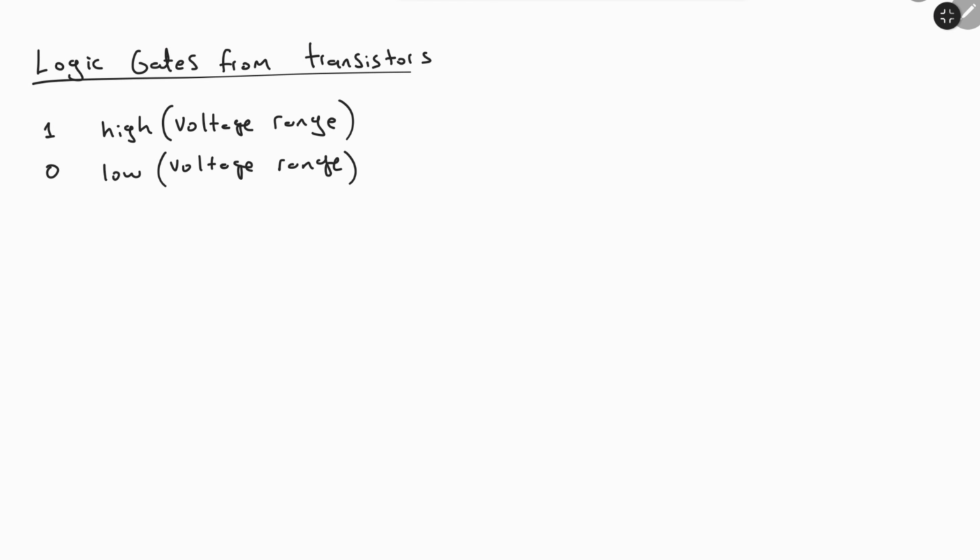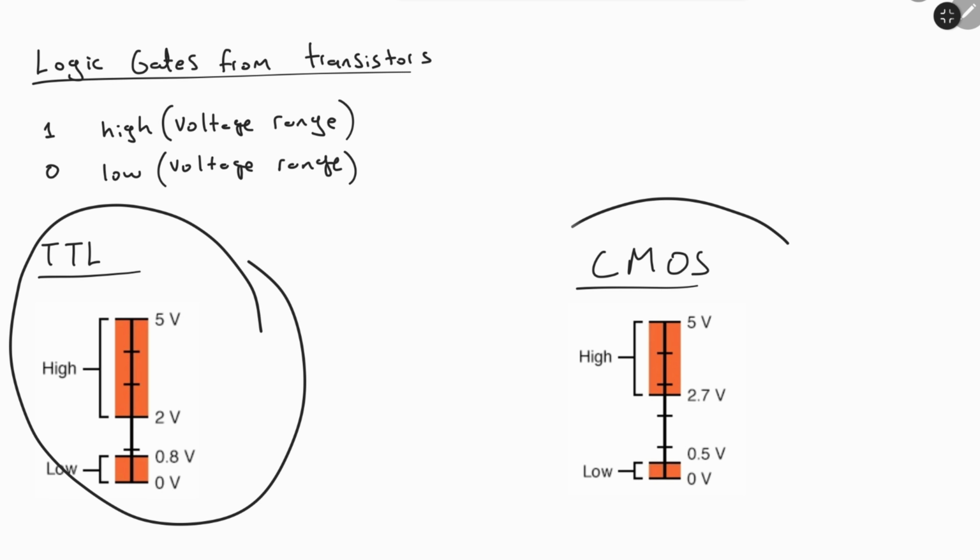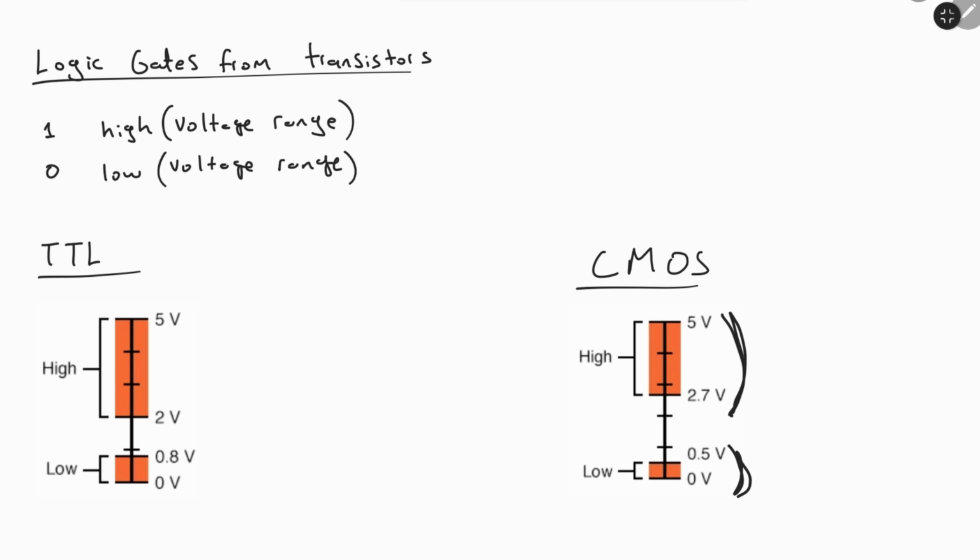So as you know, computers work with ones and zeros. And to represent ones and zeros, we have some high voltage range and some low voltage range. Two different range types exist. We have TTL and we have CMOS ways to do it. As you can see, CMOS high range and low range are like this, and TTL ranges from 2 to 5 and 0 to 0.8 volts. So this would be a 1 and this would be a 0 in the eyes of the computer.